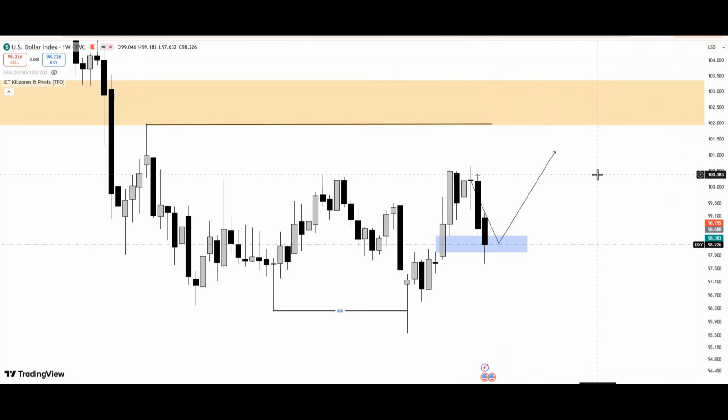So we're going to start with the US dollar index. The US dollar index is literally the US dollar, and we're going to do our analysis from the weekly time frame.